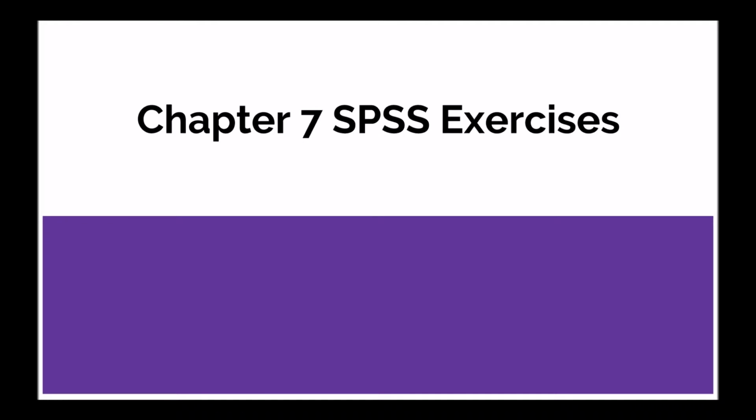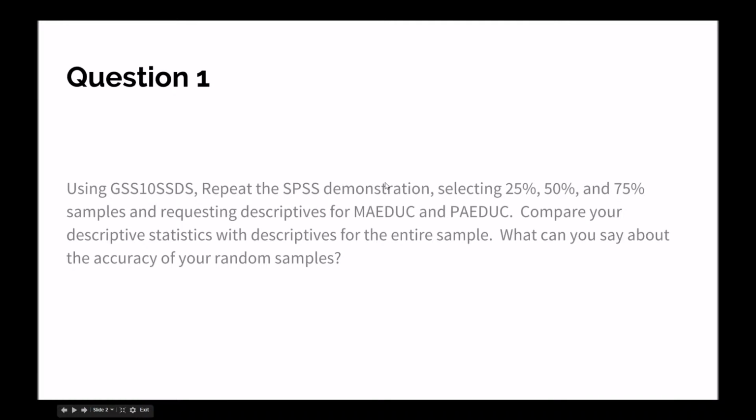Today we're going to be looking at the Chapter 7 SPSS exercise. There's only one question for this chapter. Using the GSS10 SSDS, we're going to repeat the SPSS demonstration that's in the textbook, selecting 25%, 50%, and 75% samples, and requesting descriptives for these two variables, MA educt and PA educt. We're going to compare your descriptive statistics with descriptives for the entire sample, and then analyze that. What can you say about the accuracy of your random samples?